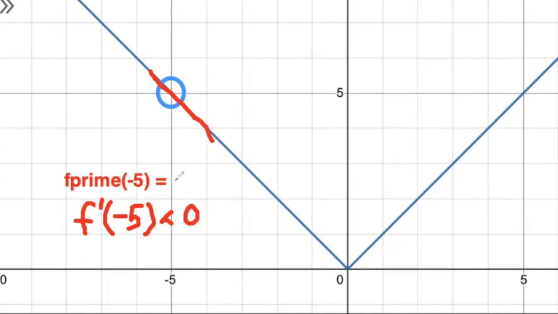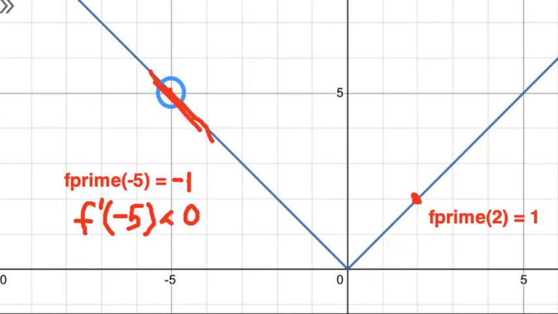F prime of 5 would be 1. You're right, if I drew a tangent line here, it would actually just be the line itself. And you can see if you calculate that this line has a slope of 1. So f prime of 5 would be 1. What would f prime of -2 be? F prime of -2 would be negative. You can see that it's negative because the line is decreasing.